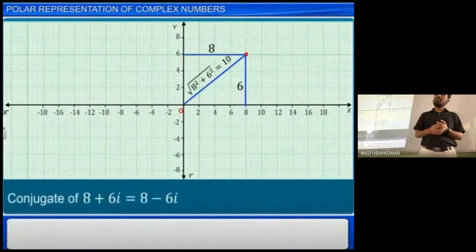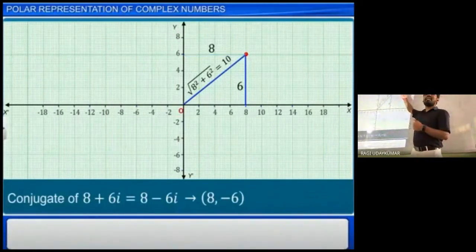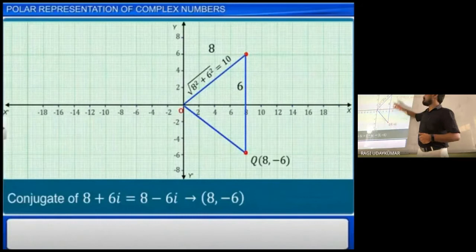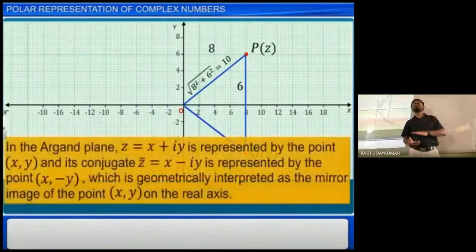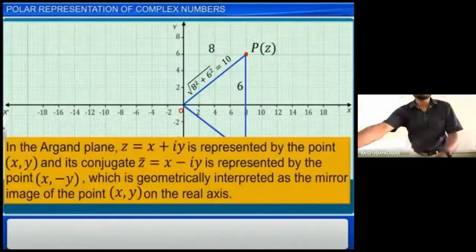So the conjugate of 8 plus 6i is 8 minus 6i. So for 8 plus 6i, the point (8, minus 6) will be there. So this is the conjugate. 8 plus 6i, 8 minus 6i. So the conjugate will be, we are going to get the completely symmetrical point in the Argand plane. Z is equal to x plus iy if you are taking.